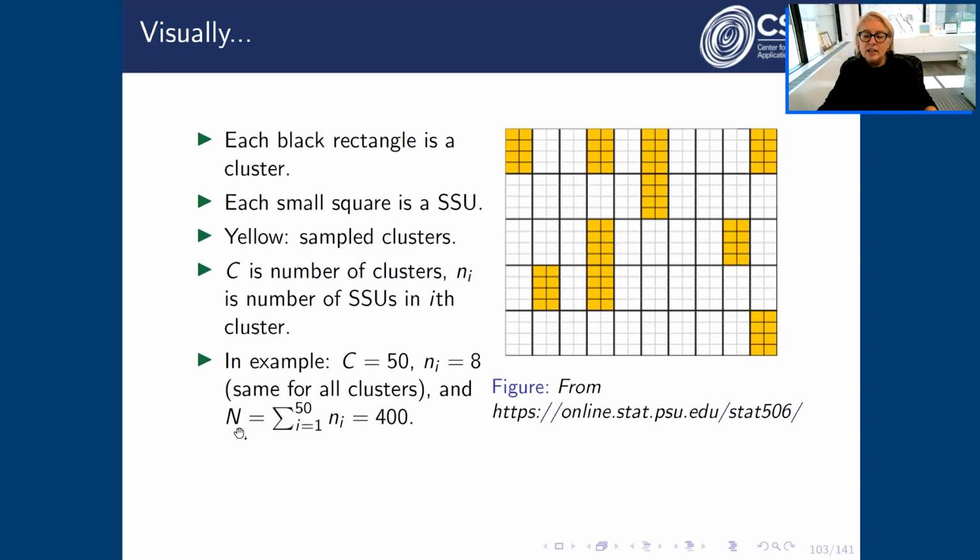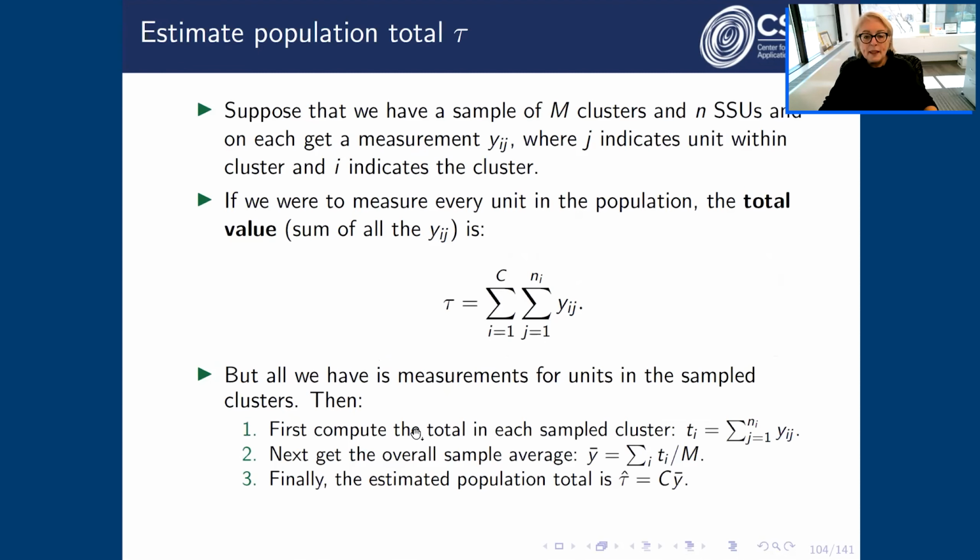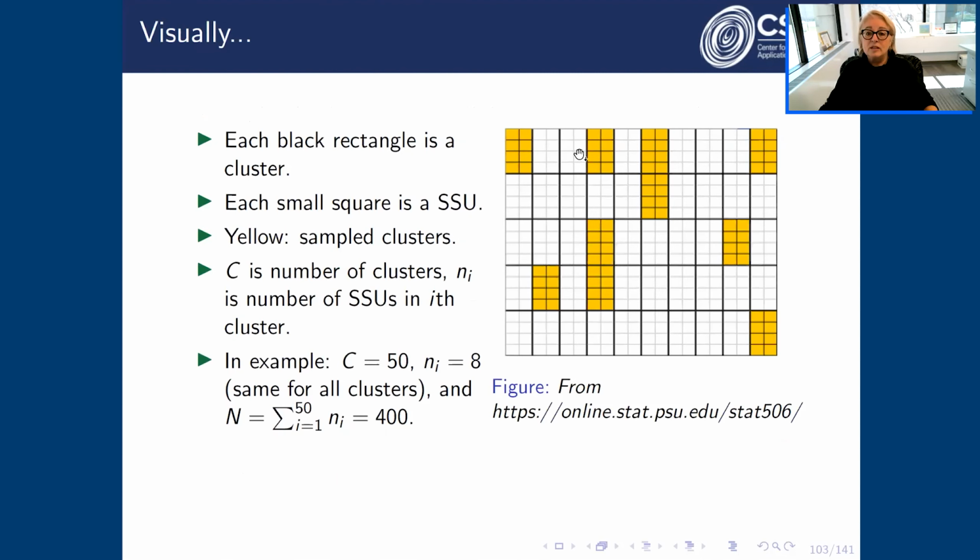And so the total number of secondary sampling units in the population is, in this case, the sum of the cluster units over all clusters. That gives you 400 units. Now, suppose that we sample M of those clusters. In this example, we sample 1, 2, 3, 4, 5, 6, 7, 8, 9, 10. So each one of those yellows is a sampled cluster.